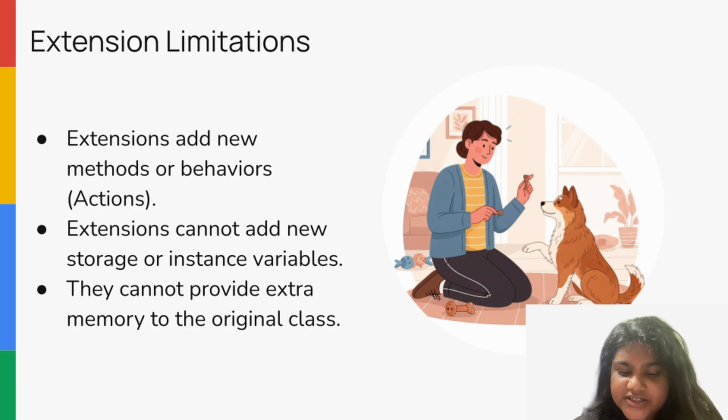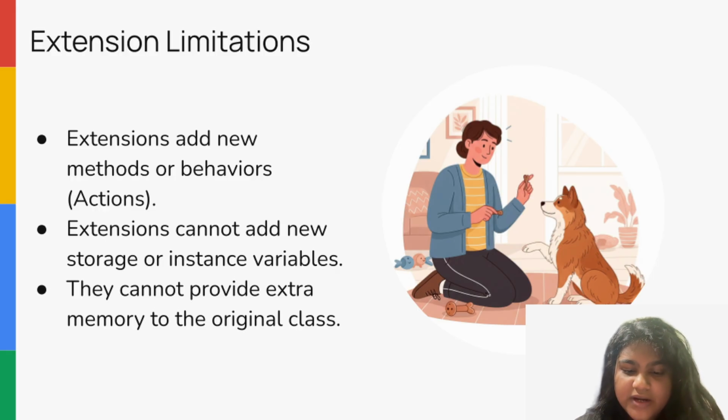Extensions allow you to teach the dog new tricks, which is methods. Extensions do not allow you to give the dog a fifth leg, which are instance variables. Why? Because teaching a trick is just adding a new instruction to the brain, that is the code. But adding a leg requires changing the biological structure, that is the memory layout of the animal, which you cannot do when the dog was born. Now, extensions cannot provide extra memory.